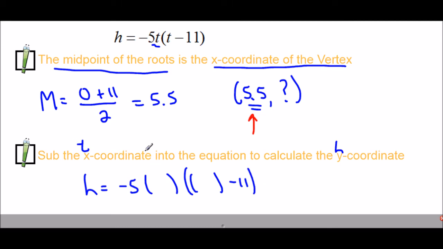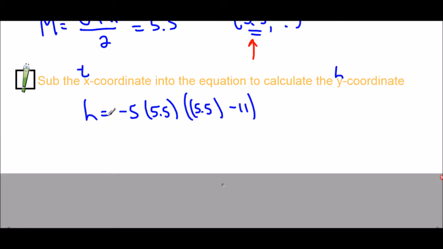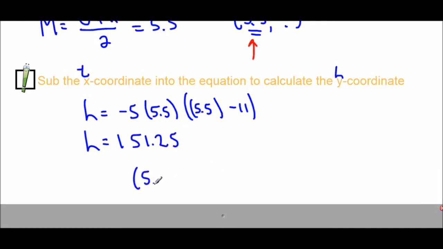The original equation said negative 5 times t, and then there was a bracket, and in the bracket was t minus 11. So I just have to do this math. H equals negative 5 times 5.5 times negative 5.5, because that's what's in that bracket, and I get 151.25. So that means I know where the vertex is. When t equals 5.5, the height is 151.25. Oops, that's a decimal, not a comma.